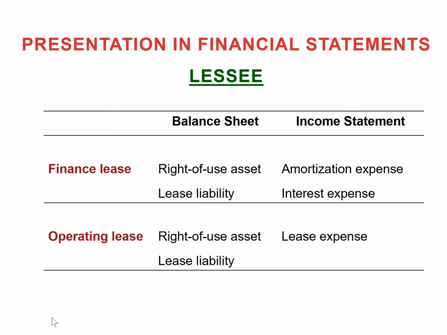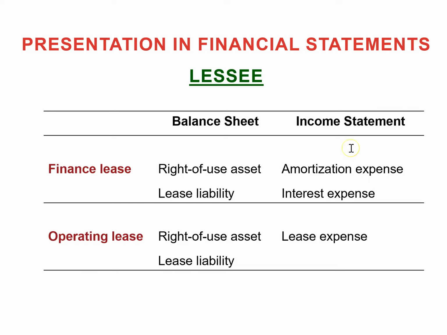And this is a summary of the financial statement presentation. You have already seen examples, but these 2 slides will help you to remember it. Remember, no matter whether it's a finance lease or operating lease, from the lessee's perspective, the lessee must show it on their balance sheet. On the asset side, they will call it right-of-use asset, and on the liability side, lease liabilities.